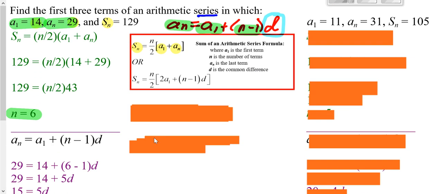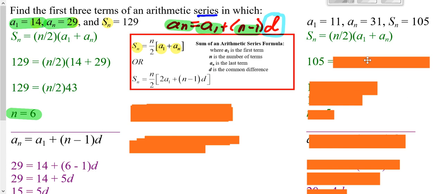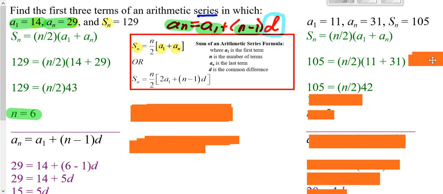So on this one over here, see if you can work this one out, because it's very similar. You're given your first term, you're trying to find your next 3 terms, you know your last term, and you know your series. So you're going to use this, plug in your sum of 105. You can see that there on the right. We don't know n. You know your first term is 11. You know your last term's 31. All you have to do is solve that for n.